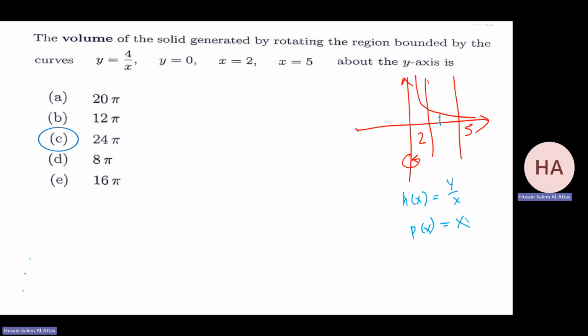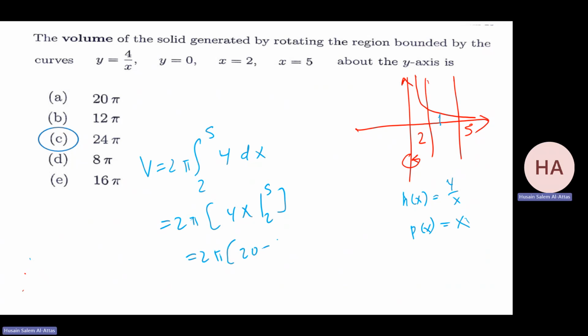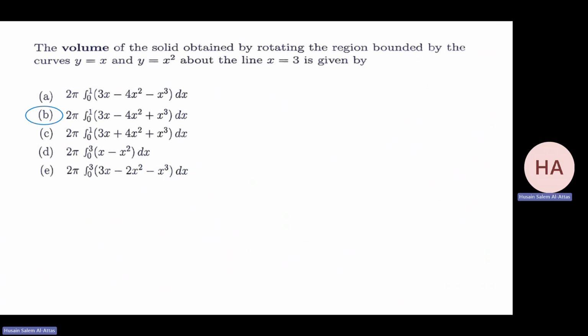That the volume give me is what? 2 pi, and that will be from 2 to 5. Okay. Yeah. 4 over x times x, that will be 4. Nice. 2 pi times 4x from 2 to 5. That will be 2 pi, 20 minus 8. That will be 12 times 2 pi. That will be 24 pi. Which is this one? The ones obtained by rotating this.